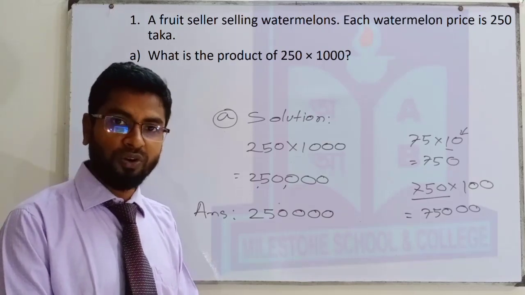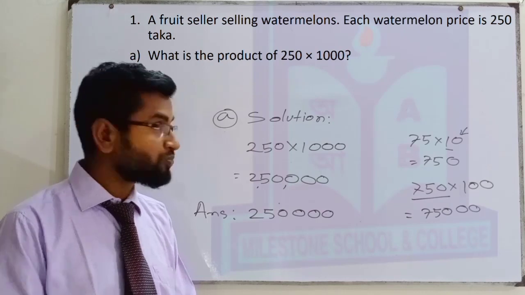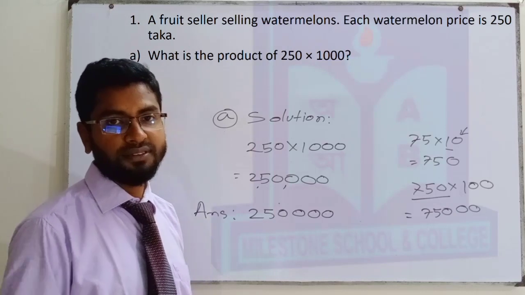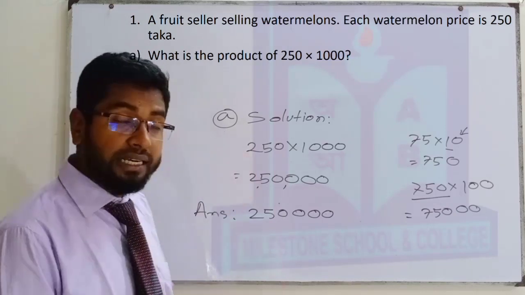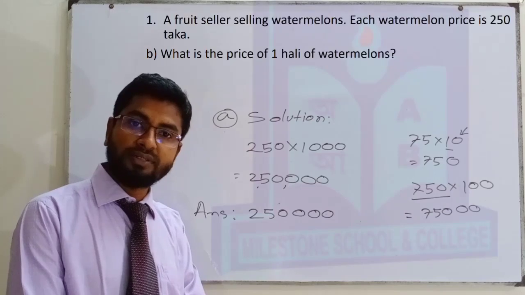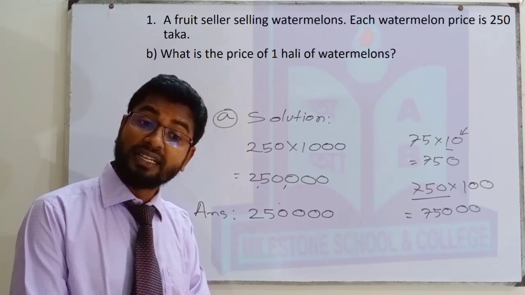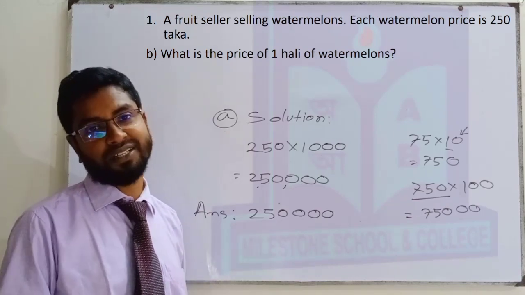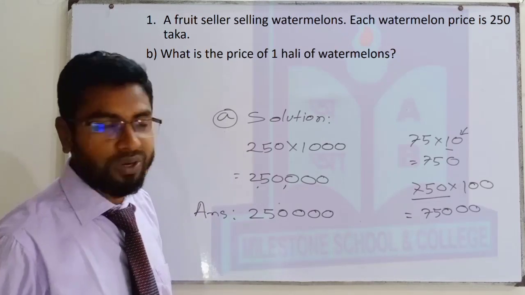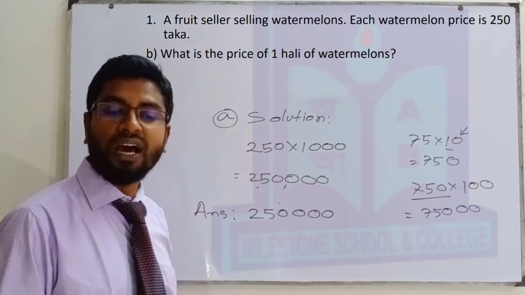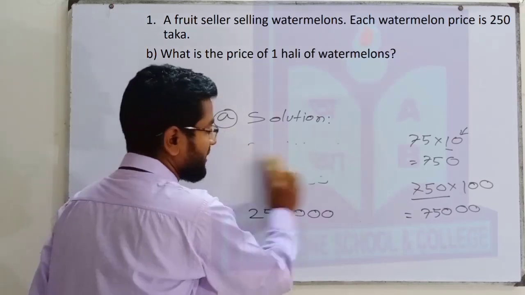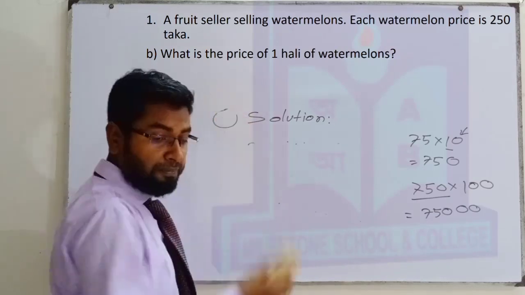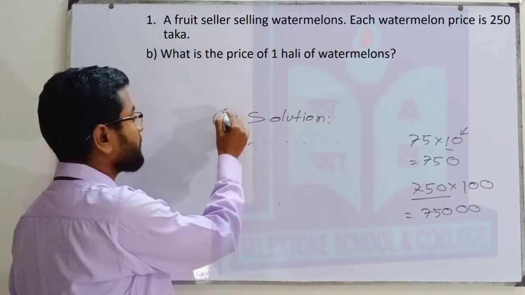Now we'll go for B. What is the question of B? Again see. What is the question of B? Again you will read the stem. Stem is written, a fruit seller selling watermelons. Each watermelon price is 250 taka. Now, what is the price of 1 hali of watermelon? Okay, 1 hali of watermelon. That is number B. See number B. What will it be?